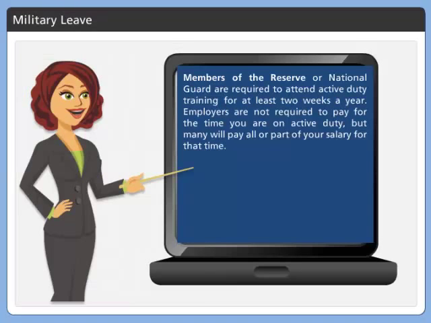Military leave. Members of the Reserve or National Guard are required to attend active duty training for at least 2 weeks a year. Employers are not required to pay for the time you are on active duty, but many will pay all or part of your salary for that time.